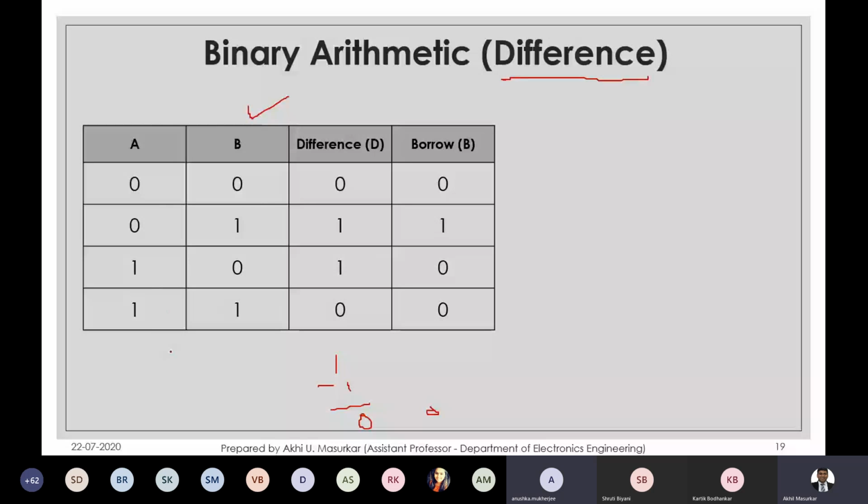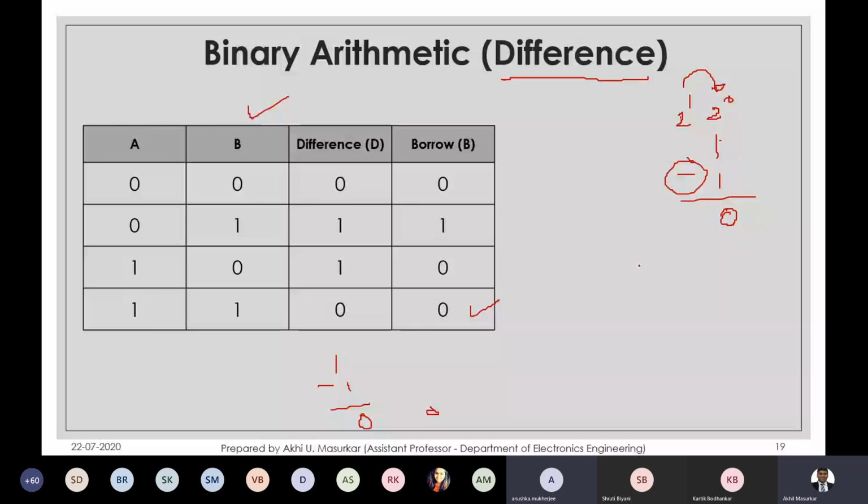So let's say that we have 1 minus 1. Which 1 represents 1 in binary? If this is 2 raised to 0, this is 2 raised to 1. So 1 is having its absolute value here. So 1 minus 1 would be 0, and we would not borrow anything from here to here to do this subtraction. That is why my borrow is 0.